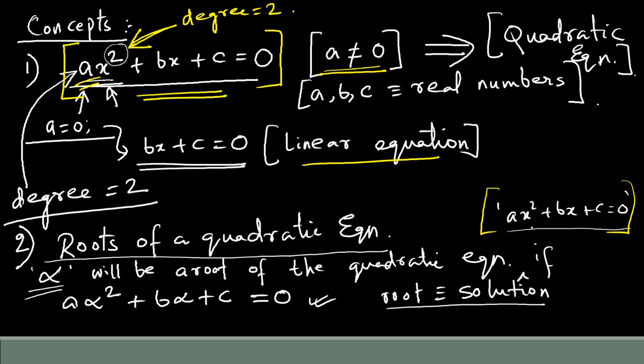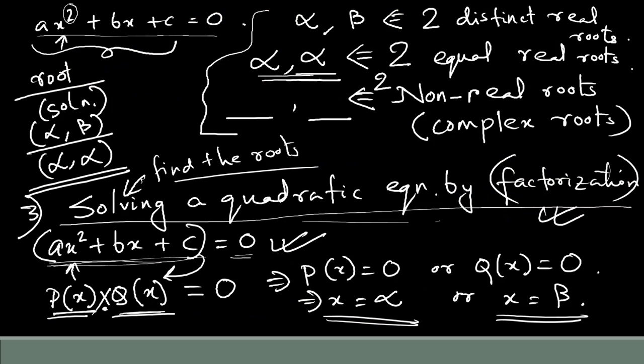It will be alpha and beta such that a alpha square plus b alpha plus c equals 0. When you plug in alpha and, let's say, the other root is beta, because for a quadratic equation you will always get two roots, right? They can be equal, but we will get two roots. So when you plug in alpha and beta, this expression ax squared plus bx plus c vanishes. It becomes equal to 0. That time alpha and beta are called the roots of a quadratic equation.